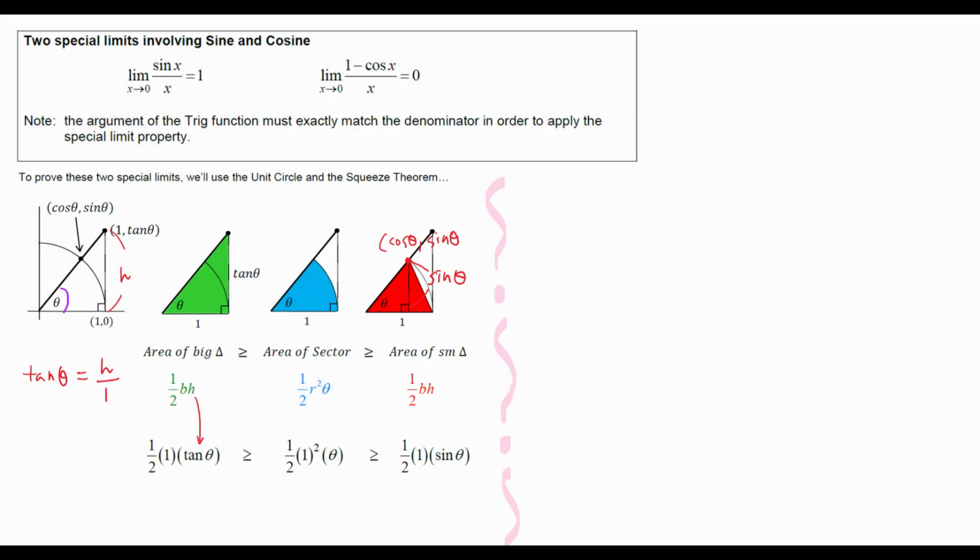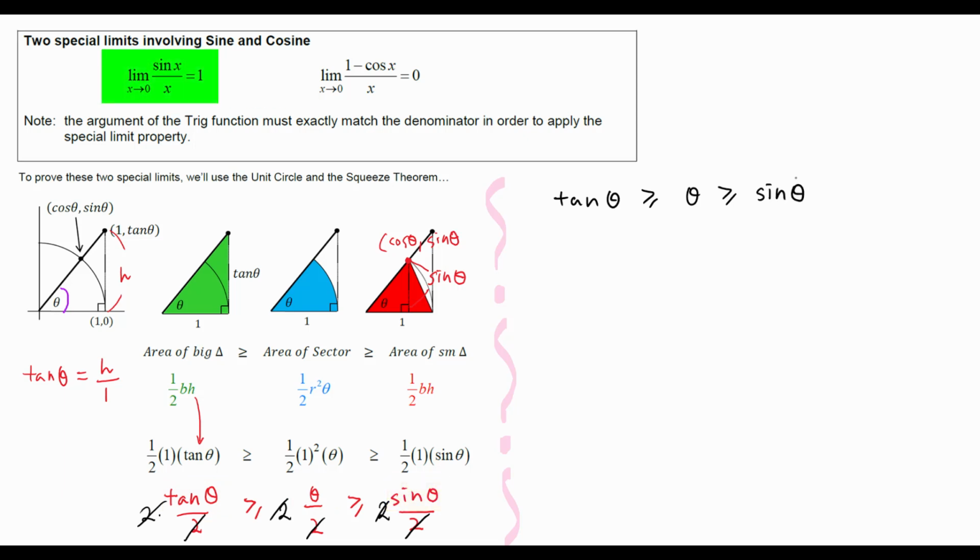So now when you simplify, I get tangent theta over 2 is greater than or equal to theta over 2, which is greater than or equal to sine theta over 2. And we can multiply everybody by 2. Because 2 is a positive number, it will not change the inequality. That gives us a new inequality: tangent theta is greater than or equal to theta, which is greater than or equal to sine theta.